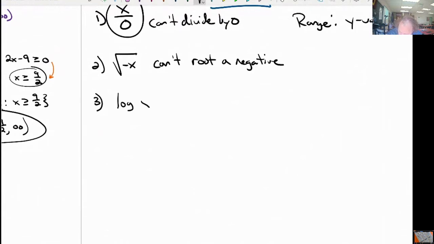Logarithms, log base x. The x in this case has to be a number greater than 0. So when it comes to logarithms, x must be greater than 0, and that's the key. You cannot do log of 0.